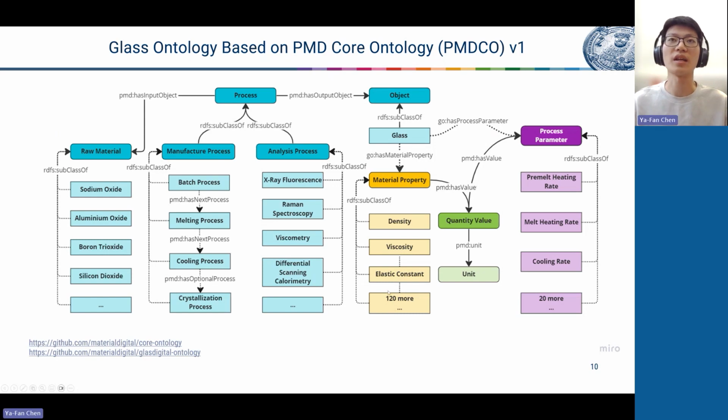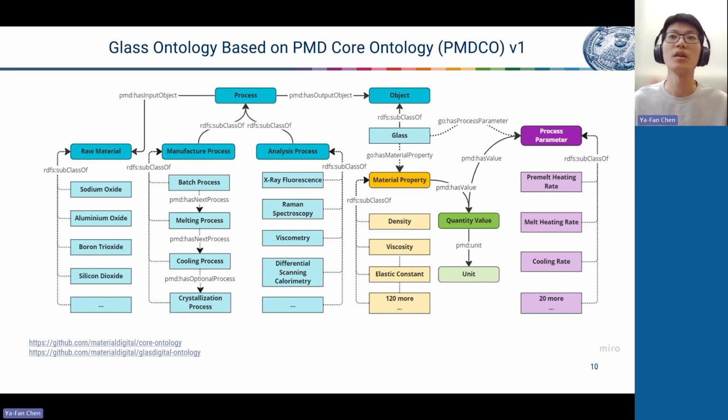We don't actually have so many properties measured during the experiments, but we have a lot of different properties from open source databases. And here, the process parameters, for example, the pre-melt heating rate, melt heating rate, and cooling rate, and 20 more process parameters are stored in a JSON file.